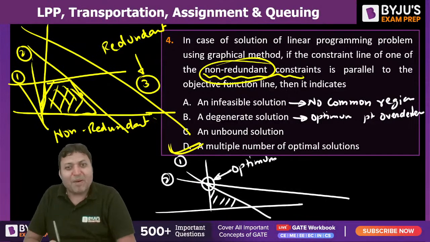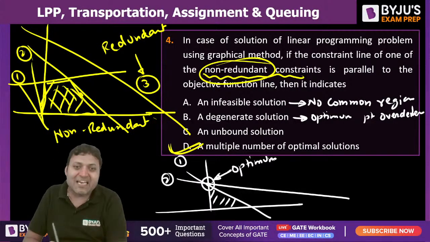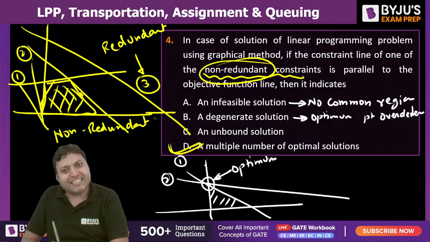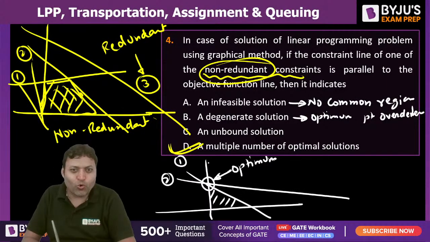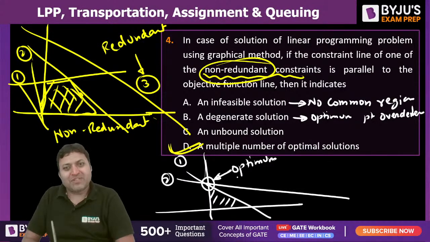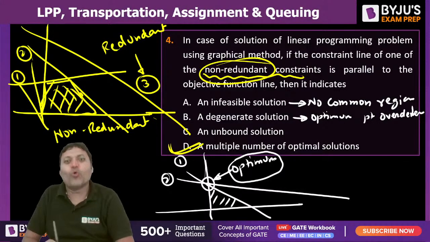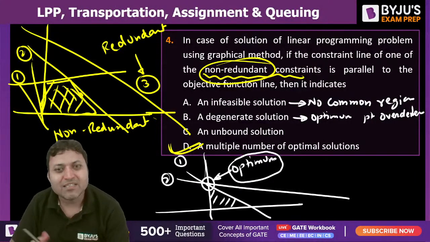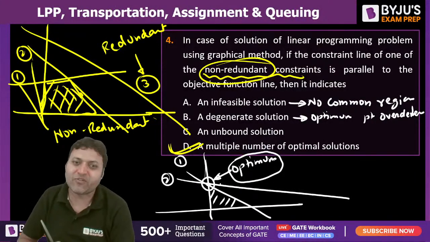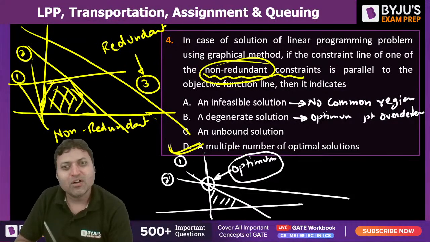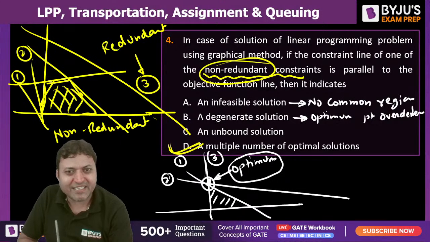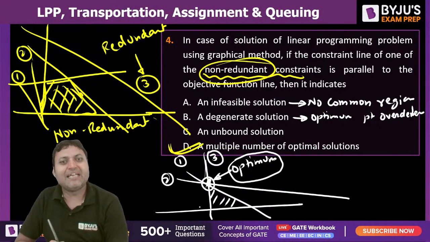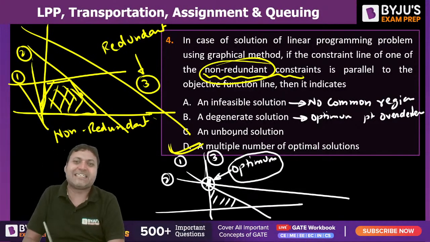So this optimum point is the intersection of 3 lines, isn't it? 1, 2 and a vertical line. So this optimum point is actually overdetermined because it could have been the intersection of 2 lines even. Because the optimum point is the common intersection of 3 lines, that is why it is a degenerate solution.